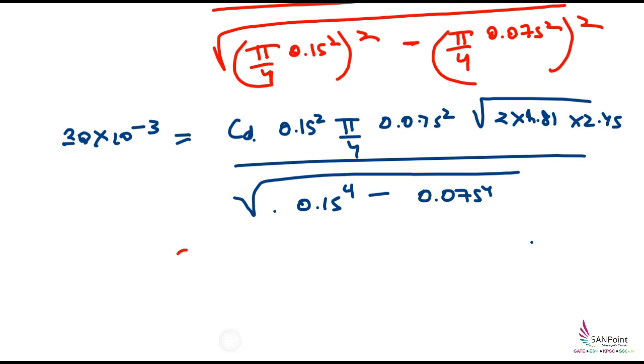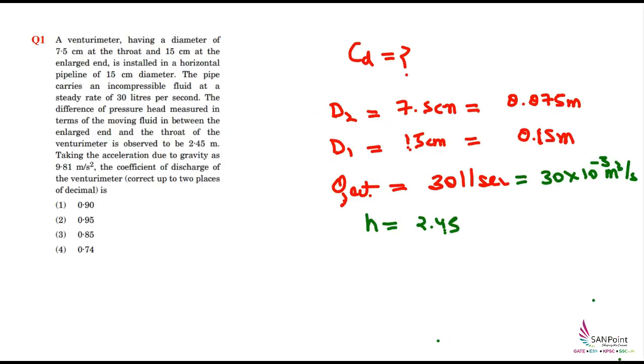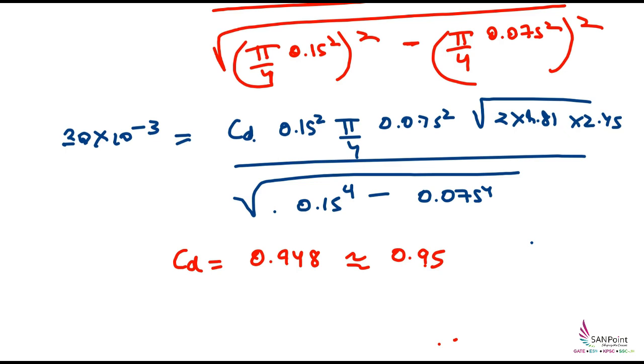So from here the CD value will come out to be 0.948, which is something similar to 0.95. You can write it as 0.95. Now let's go to the options that we have here. So option 2 is the correct answer because 0.95 is available and we are getting the closer value to that.